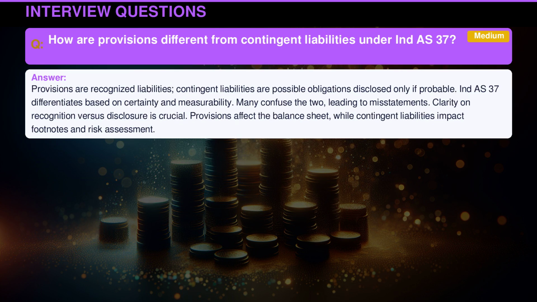Provisions are recognized liabilities. Contingent liabilities are possible obligations disclosed only if probable. Indian Accounting Standard 37 differentiates based on certainty and measurability. Many confuse the two, leading to misstatements. Clarity on recognition versus disclosure is crucial. Provisions affect the balance sheet, while contingent liabilities impact footnotes and risk assessment.